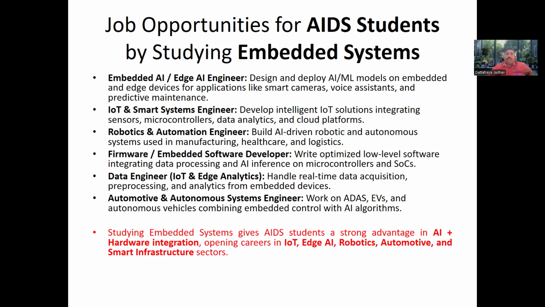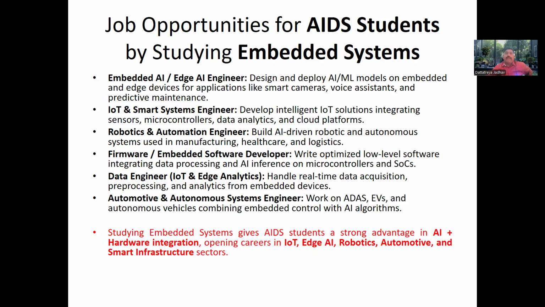So now we know that this is a current application where AI ML will boom, and the maximum number of applications of AI ML will work on that platform. Next, firmware and embedded software developer. Then data engineer, that is IoT, edge analytics, automotive and autonomous system engineer. So there are a number of posts and positions available in industry, and the current industry is totally based on AI ML. So these are some of the posts.